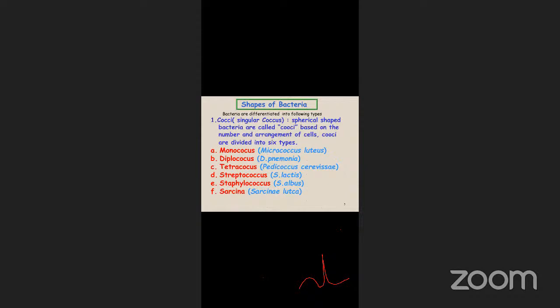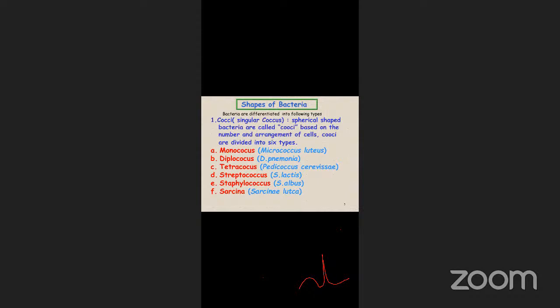And streptococcus. Streptococcus means cocci cells occur in long chains. Example is Streptococcus lactis. Next, Staphylococcus.